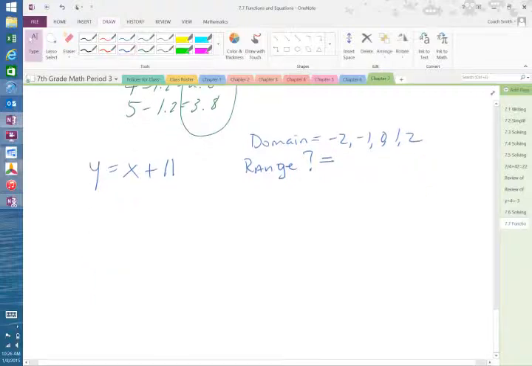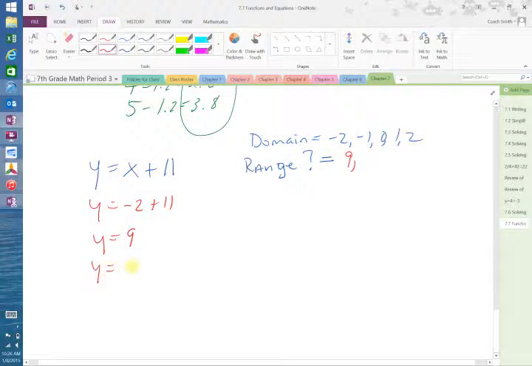Well, what they want you to do is take y equal the first domain, -2 plus 11. What is -2 plus 11? 9. So y is equal to 9. So that's your first range. Then they want you to take and plug in -1 plus 11. Y is equal to 10.